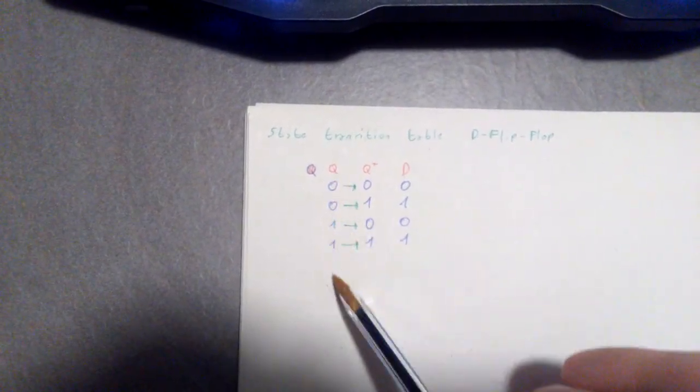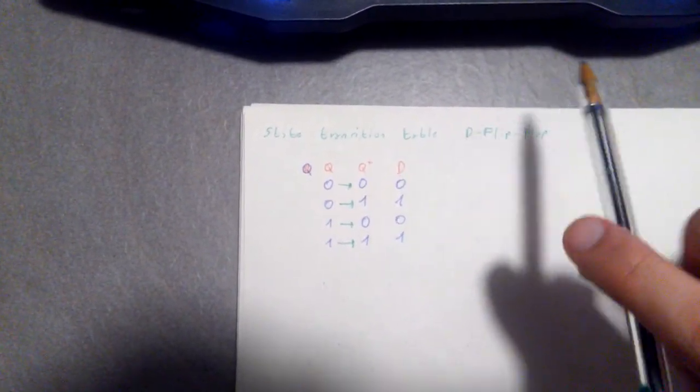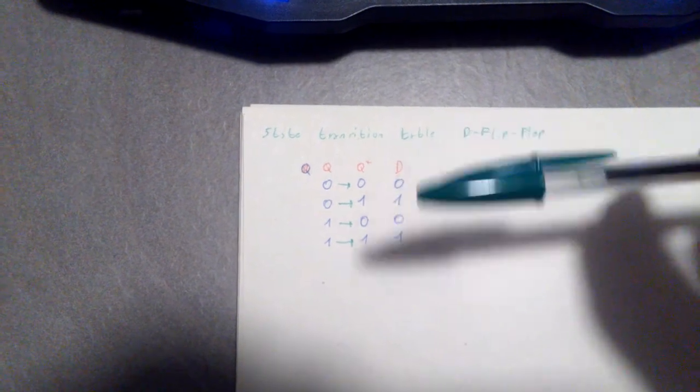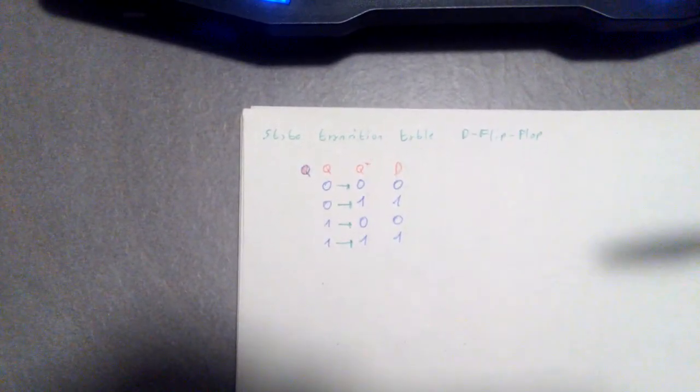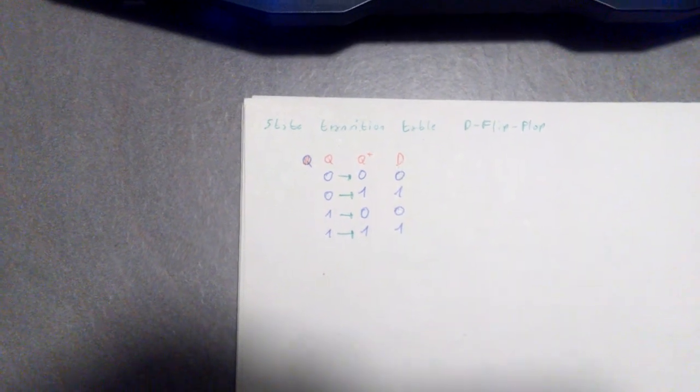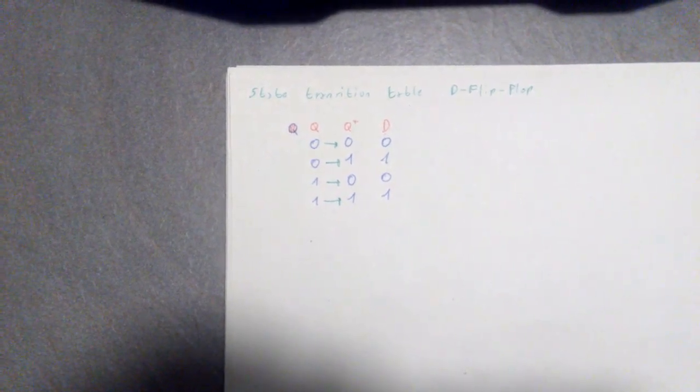It doesn't really matter where you start from, which is why the D flip-flop is extremely easy to work with in this case, because of this state transition table. So yeah, it's actually kind of useful.